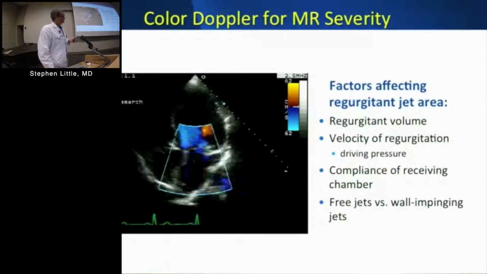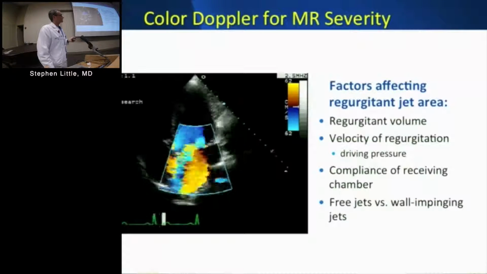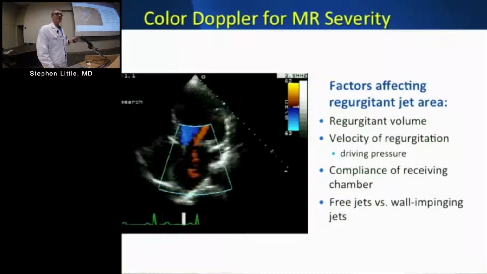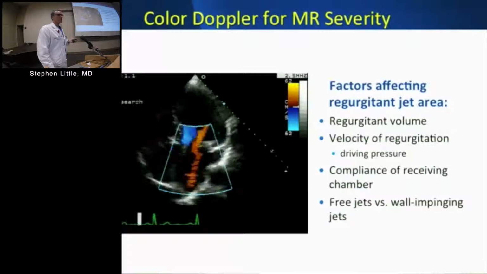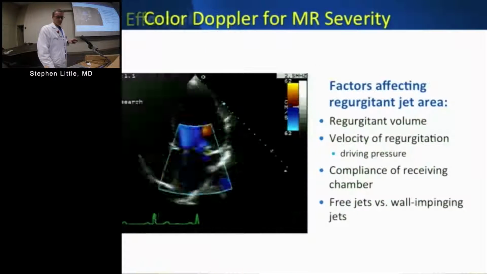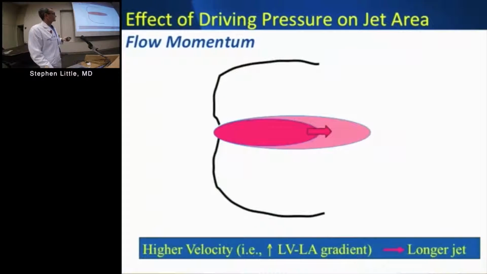Obviously, it's affected by the regurgitant volume, which is good. That's why we use it. But it's also affected by the driving pressure, or the velocity of the regurgitation, which is really affected by the transvalvular pressure gradient, the compliance of the receiving chamber, and the nature of the jet, whether it's a central jet or a wall-hugging jet. So this is the concept of flow momentum. This is the LV. This is the LA. The higher the pressure difference, the further and faster the jet will go. So if this pressure in the LV is 160 versus if the pressure is 100, for the same regurgitant volume, you can get a larger jet area. That's all that means. So it's important to look at that.